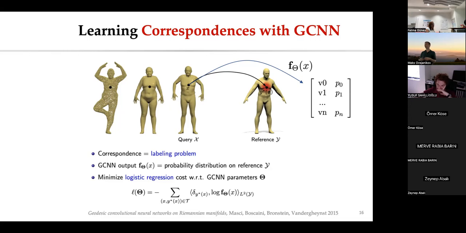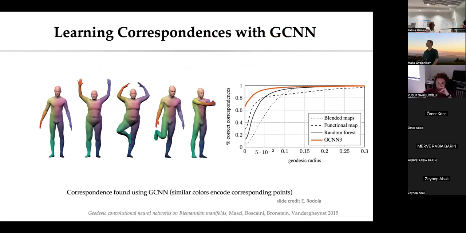But people in this domain are not fazed by this problem and say, okay, we just train and see what happens. Typically a standard data set for human shape correspondence is around 100 shapes. So you can imagine, okay, I have 100 shapes and 10,000 classes, is it going to work? Maybe.